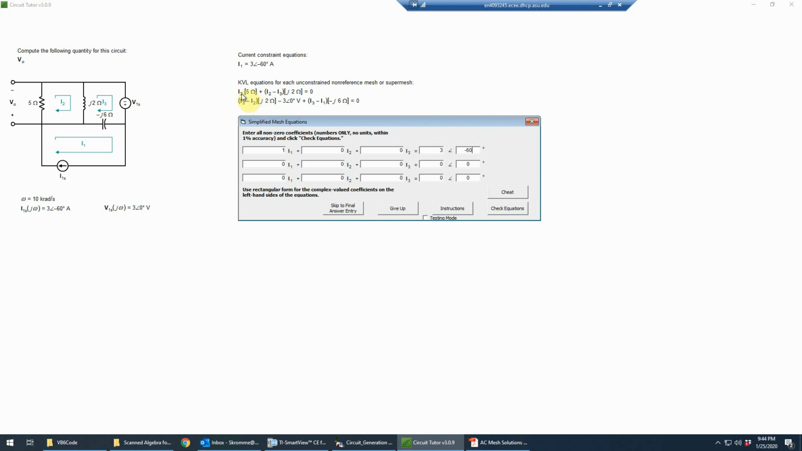Now the second equation, which would be a KVL equation, the I1 coefficient will be 0 since there's no I1 terms. For I2, we have a coefficient of 5 and then a negative J2. So we just add those numbers together mentally, and that would just be 5 minus J2. And then the I3 will have a coefficient of just negative J2. And notice that there is no constant term, so the right-hand side will be 0.